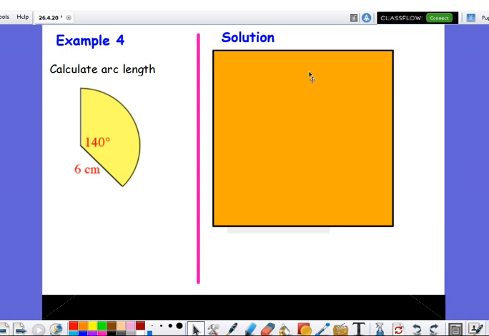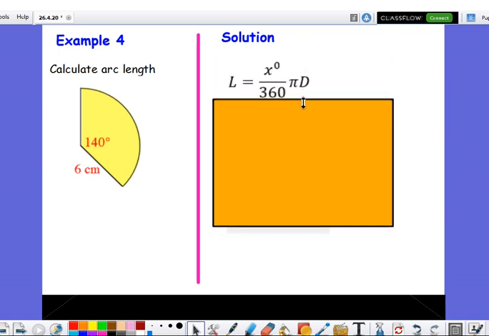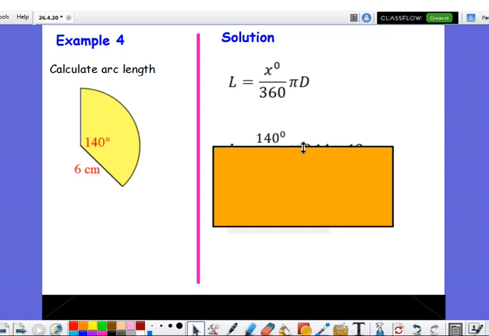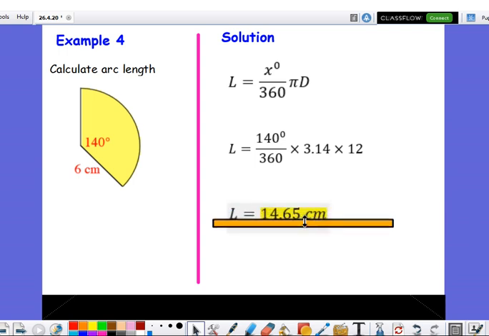Now again, using a more efficient method to work out the arc length, we're just going to write this formula, which would be good if you could memorise this. So L equals x over 360 pi d. Now my angle is 140 this time, and my diameter is going to be 12 because it's double 6. So L equals 140 divided by 360 multiplied by 3.14 multiplied by 12, and you should get 14.65 centimetres in your calculator.